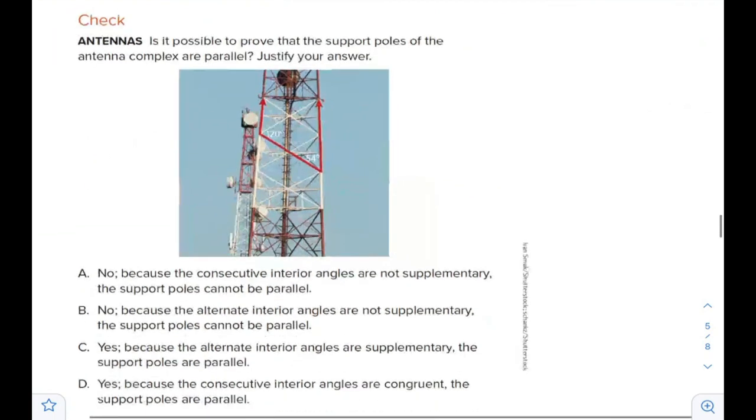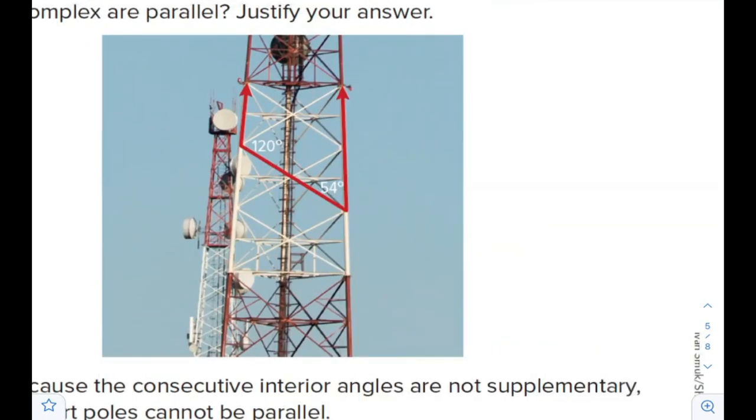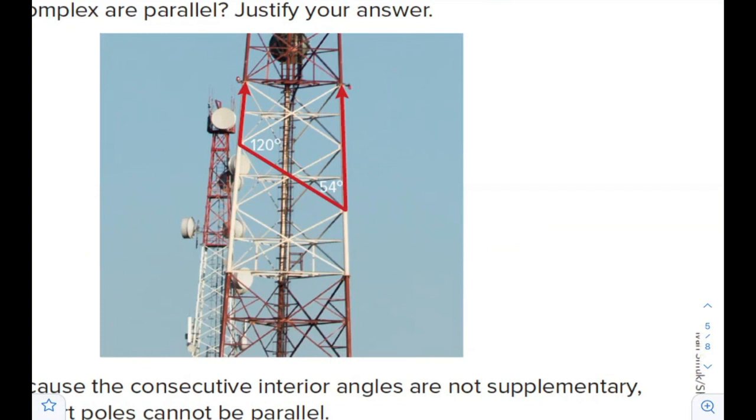Is it possible to prove that the support poles of the antenna complex are parallel? Justify your answer. Now, let's check the lines written here. This is the first line. This is the second line. There is a given angle here, 120, and here 54.